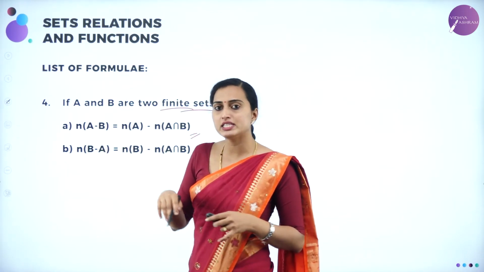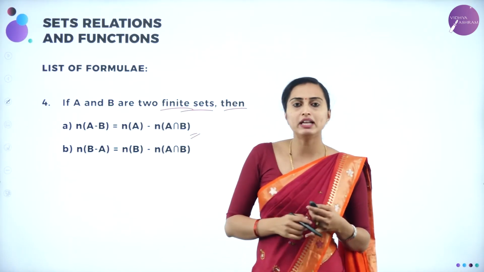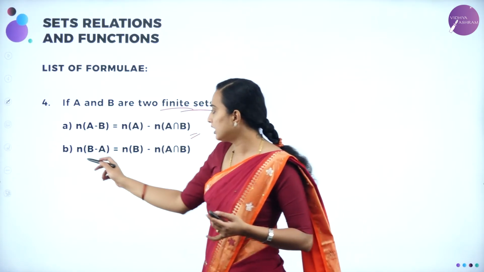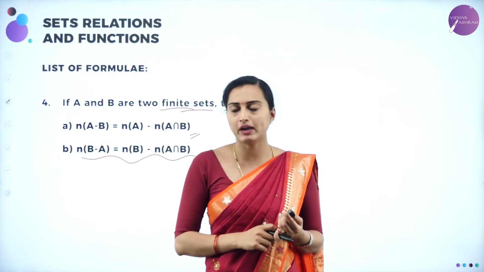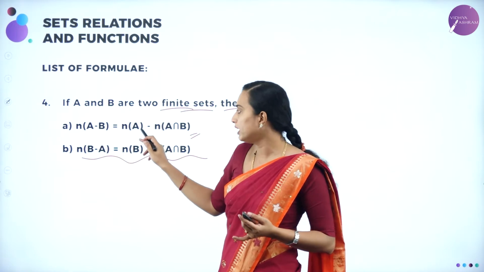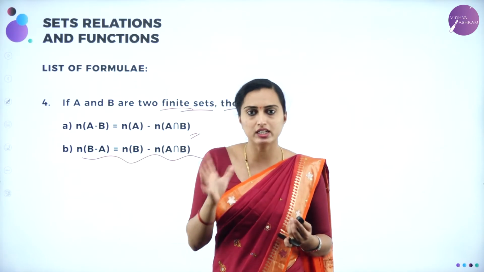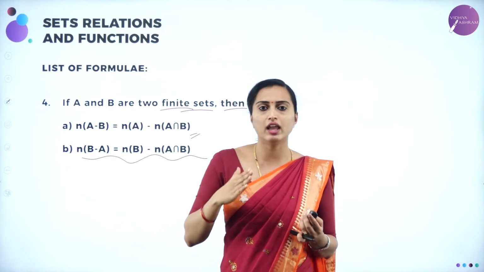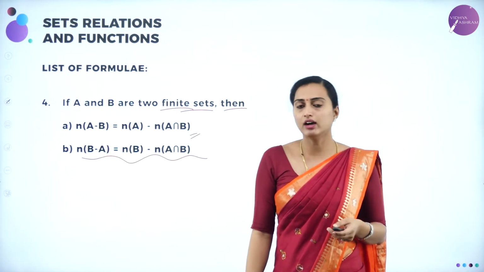Okay. Next, what is n of B minus A? n of B minus A is nothing but the number of elements in set B minus the common elements of both A and B. This is the other formula. Number of elements of B minus A will be n of B minus n of A intersection B, and number of A minus B is nothing but the number of elements in set A minus the number of elements in both sets A and B, that is the common elements. If you subtract that, you get the number of elements which are there in A but not there in B. Understood? So these formulas you have to remember to solve the problems.